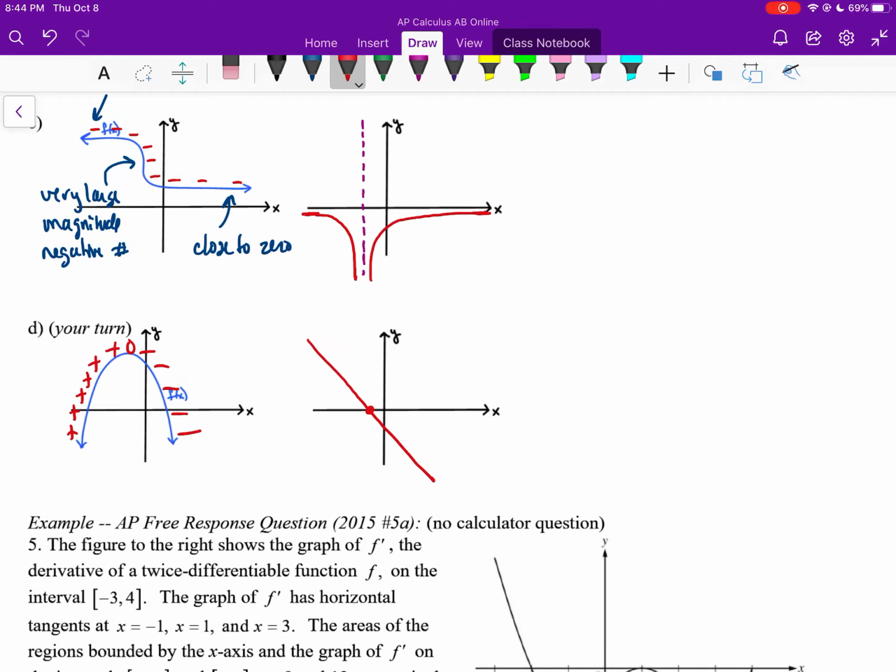If this happened to be an x squared graph, you would get a line. It may not be an x squared graph. It may look something different, but it looks pretty close to an x squared graph, so I drew it as a line.